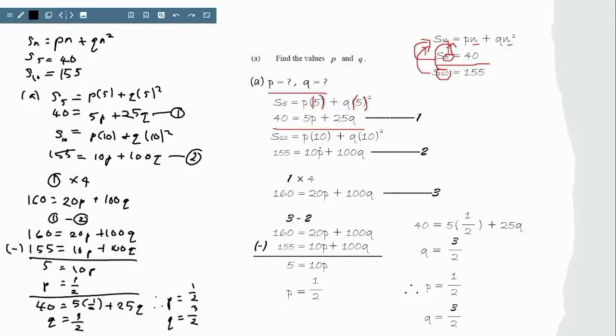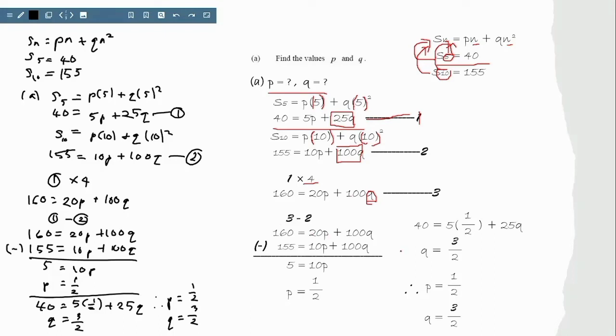The same goes with S10. Substituting the 10, make sure you put the bracket into the equation, and we get 155 equals 10P plus 100Q. I used the elimination method to solve the linear equations. What I'm going to do is eliminate one of the unknowns. Here I choose to eliminate the value of Q, so I have to make the coefficient of Q the same. Here we see that the coefficient of Q isn't the same, so I multiply the first equation by 4, and we get 160 equals 20P plus 100Q.